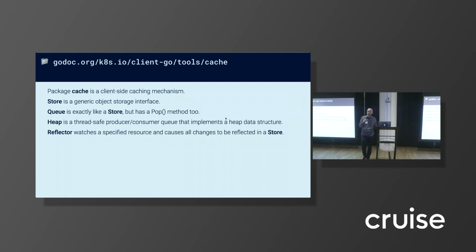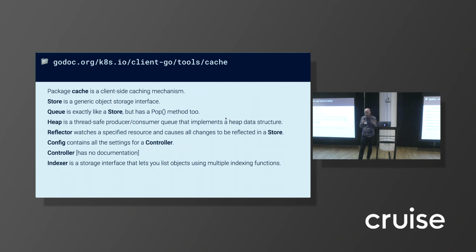Sounds like we're getting a little warmer here. There's a config object, which contains all the settings for a controller. There's no documentation for controller. I actually don't know what a cache controller is, having read the whole package. It's not like a Kubernetes controller, so it's something else. Anyway, but moving on, there's this thing called an indexer. And oh, hey, an indexer is a storage interface that lets you list objects using multiple indexing functions. Sounds good. And the description of NewIndexer is that it returns an indexer implemented simply with a map and a lock. So this is very similar to what I was just doing on my own, but I can probably use the cache package to do it.